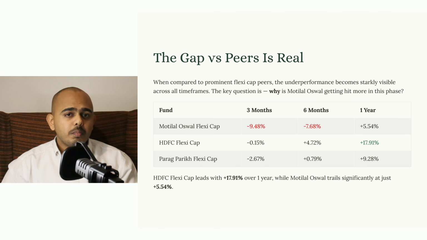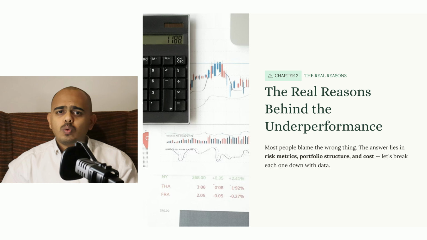Now, compare that with the peers. HDFC Flexicap shows minus 1.5 for 3 months, plus 4.72 for 6 months, and plus 17.91% for 1 year. Parag Parikh Flexicap shows minus 2.67 for 3 months, plus 0.79 for 6 months, and plus 9.28 for 1 year. So the gap is real. And the key question is, why is Motilal Oswal getting hit more in this phase?